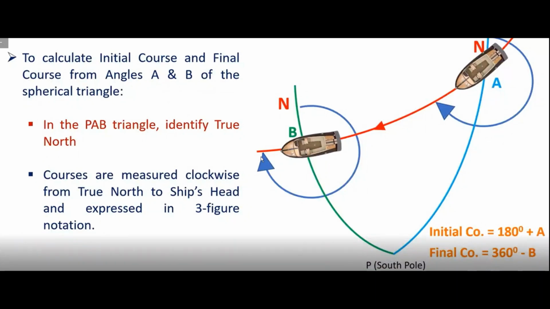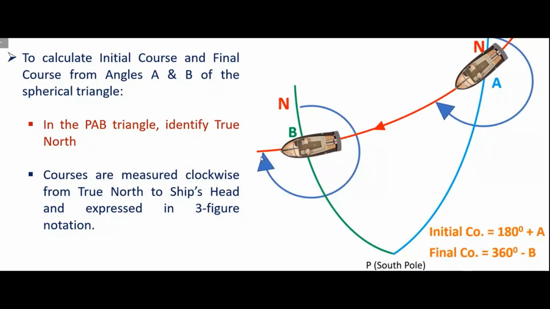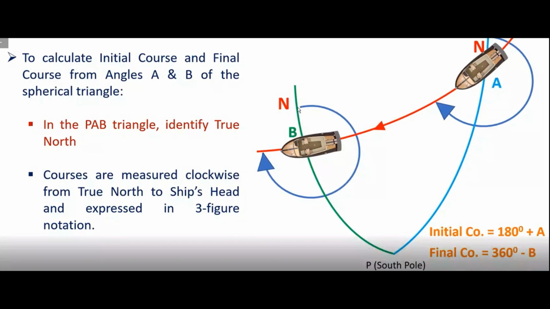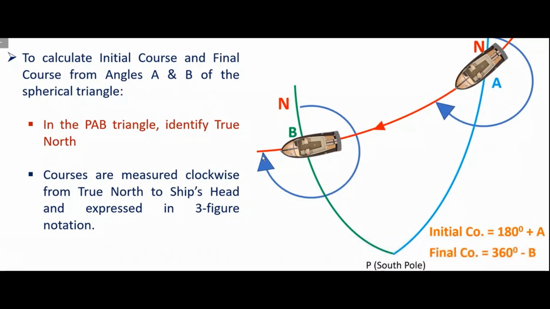That is the definition of course. The angle between true north and the ship's head measured clockwise. That is the course of the ship. So always remember this. Start from true north, go clockwise and go up to the ship's head to find out your course. So is it okay now, beta?